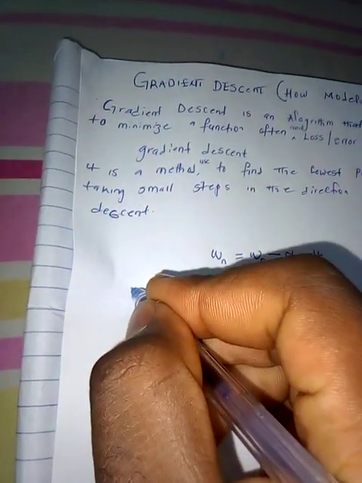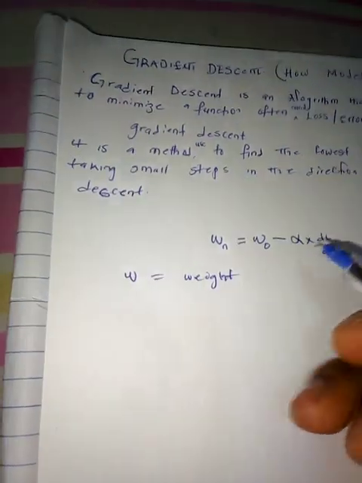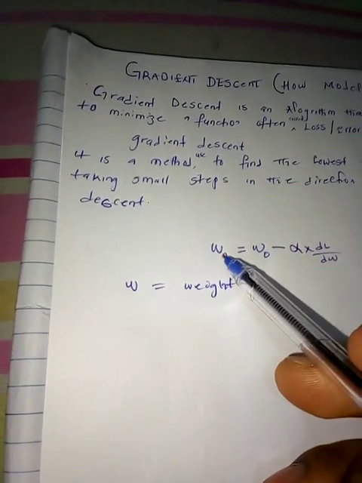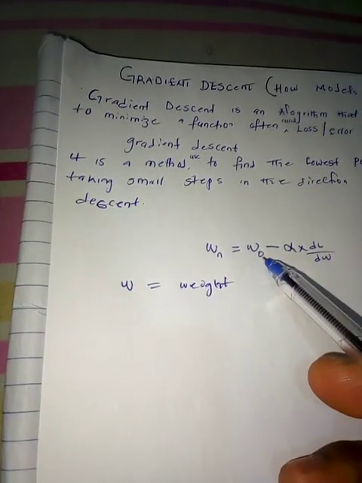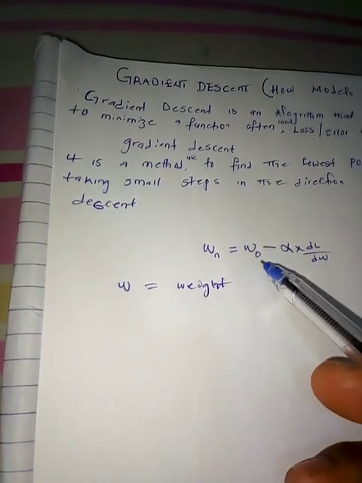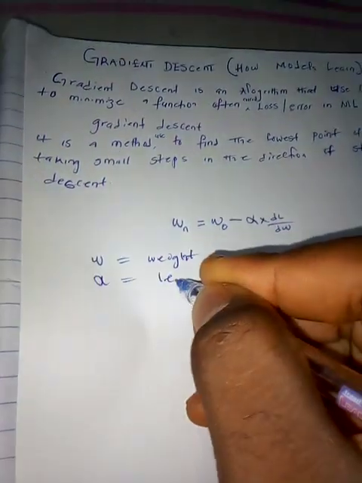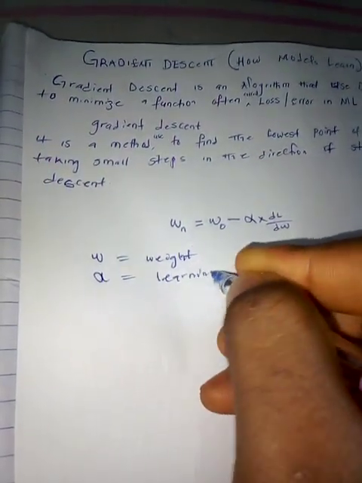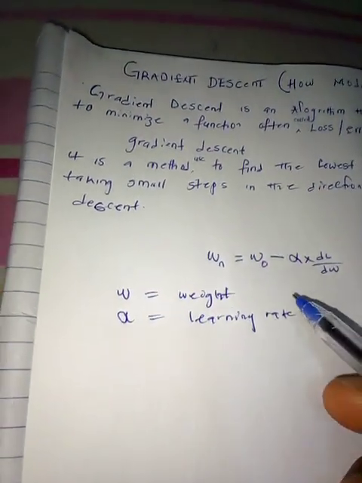This W means the weight. W subscript n means the new weight, and the subscript o means old. So this is the new weight and the old weight. This alpha here means the learning rate. Yes, this alpha means the learning rate.